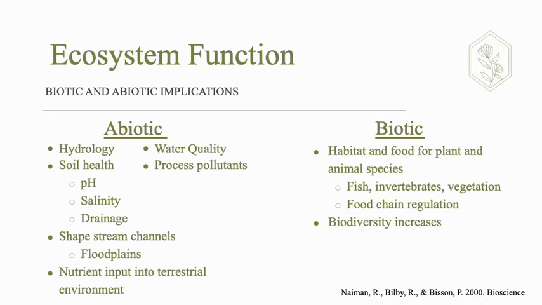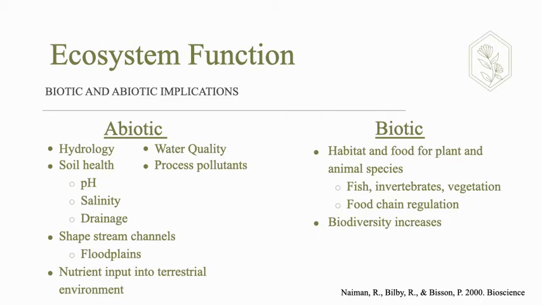Another important abiotic factor is the soil health. And so these are things like the pH of the soil, the salinity of the water will affect the soil health. And then the drainage of the soil is also very important to the plant species that are living there. And of course, there are so many other aspects of soil health, but these are just some of the main ones that I could think of.